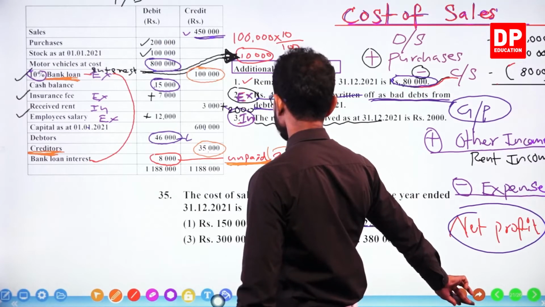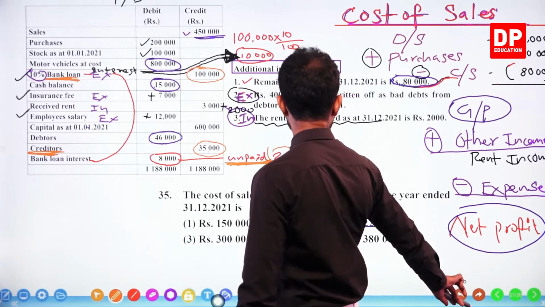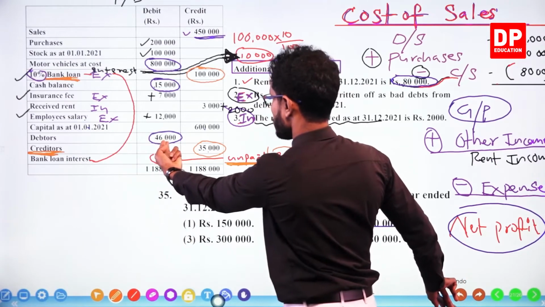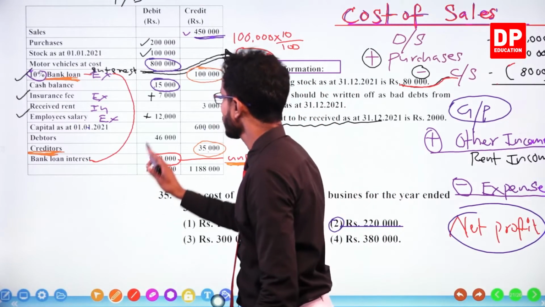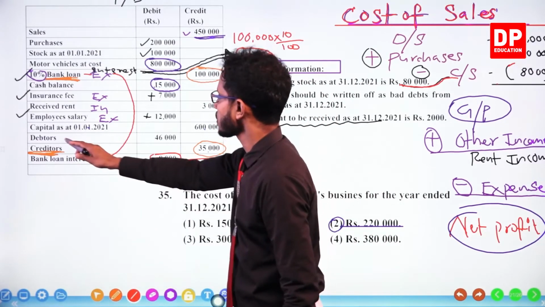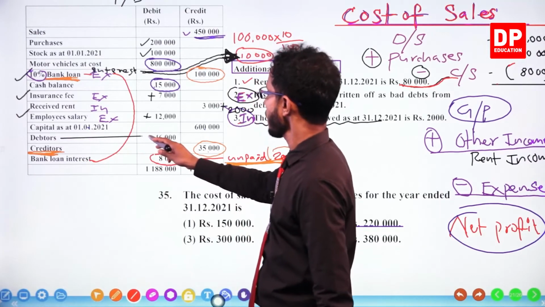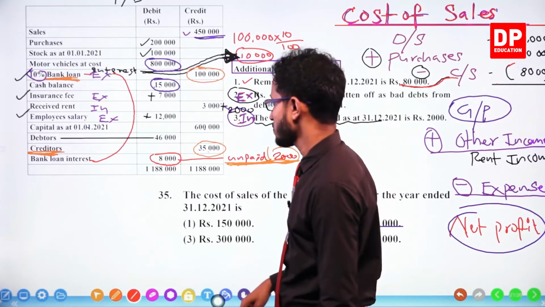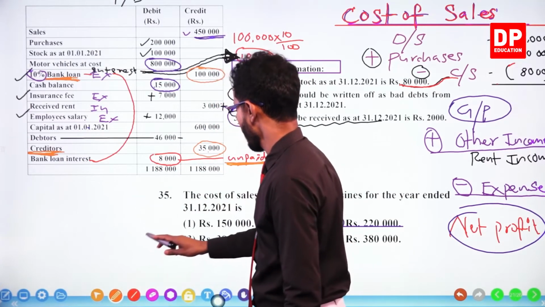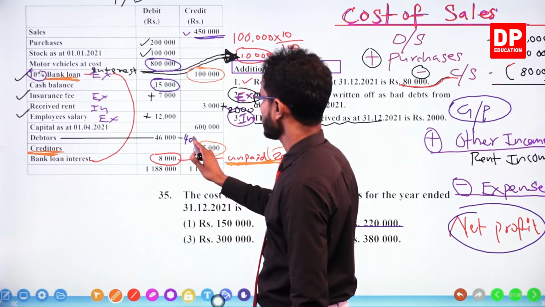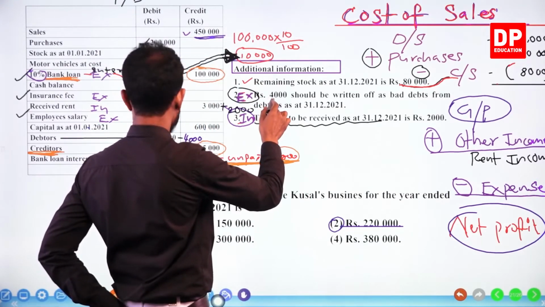Let me make it clear. Now, I'm talking about these debtors. 46,000 is the debtors balance. From that, subtract 4,000, because the bad debt you can't forget. This is a bad debt.